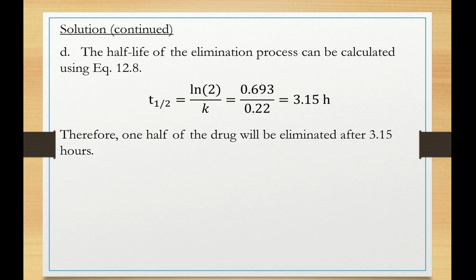All right. Now the T half, that's easy now because that's ln 2 over k, and that's 0.693 over 0.22, which is 3.15 hours. So 1/2 of the drug will be eliminated after 3.15 hours. So 1/2 of the C0, okay?